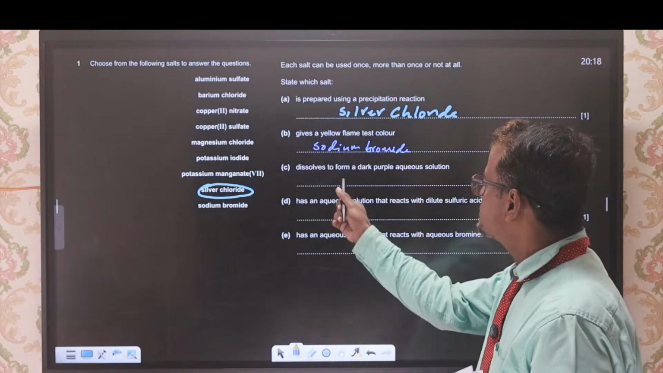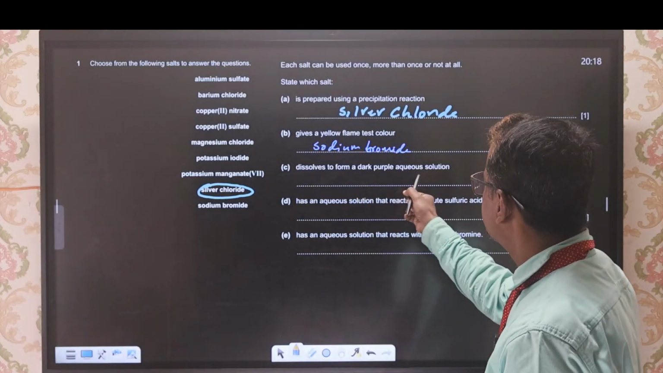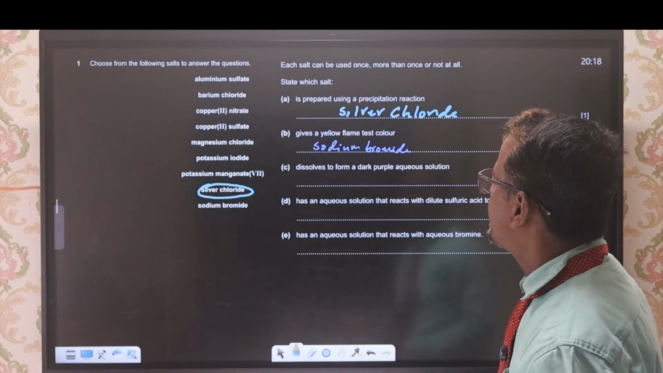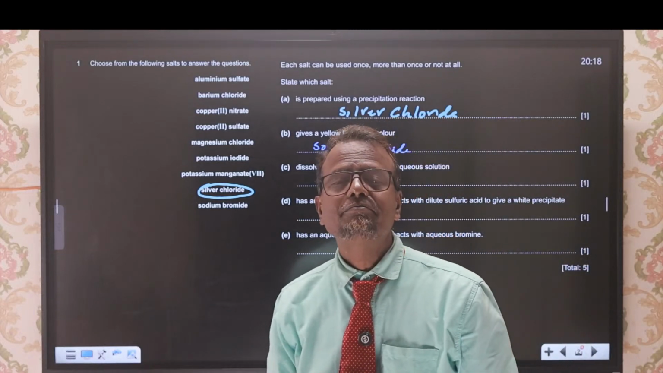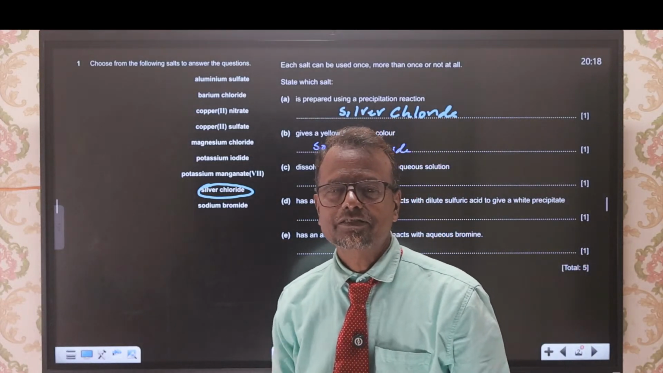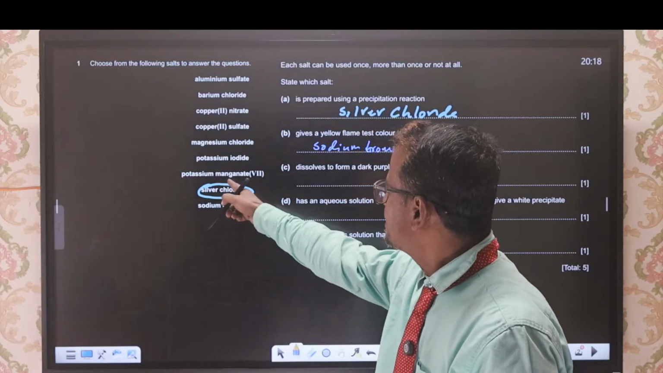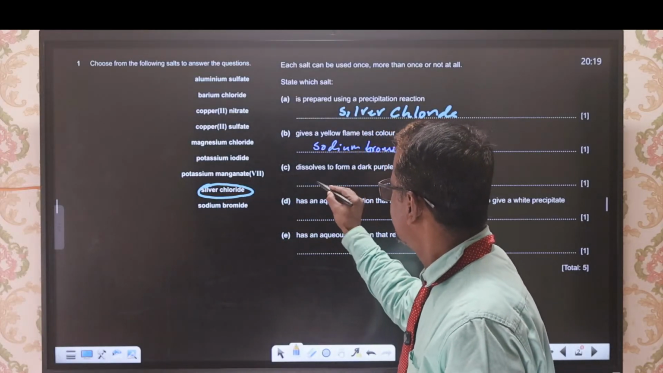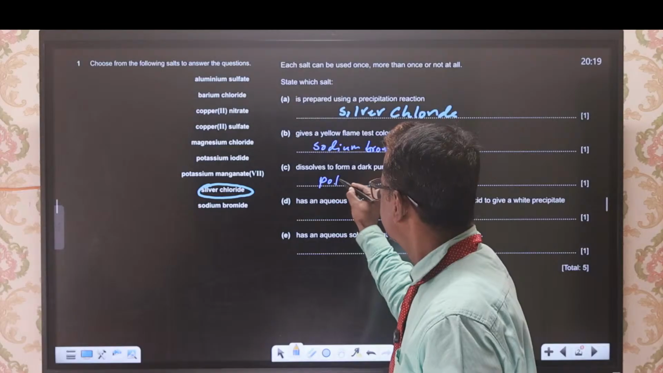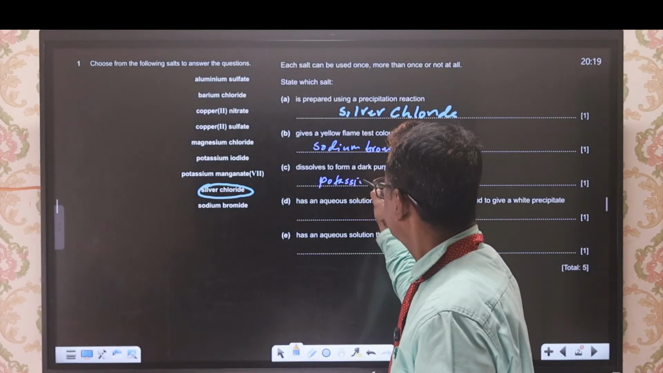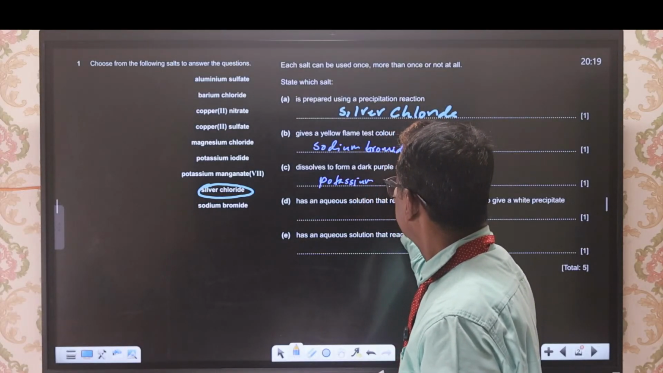Number C, dissolves to form a dark purple aqueous solution. A purple aqueous solution gives the manganate ion. All manganate ions give purple solutions. So it is potassium manganate, this one here.